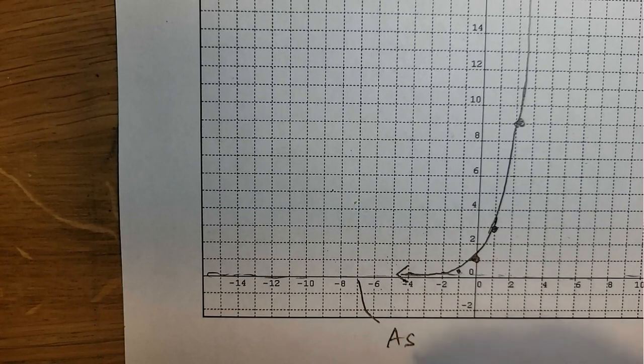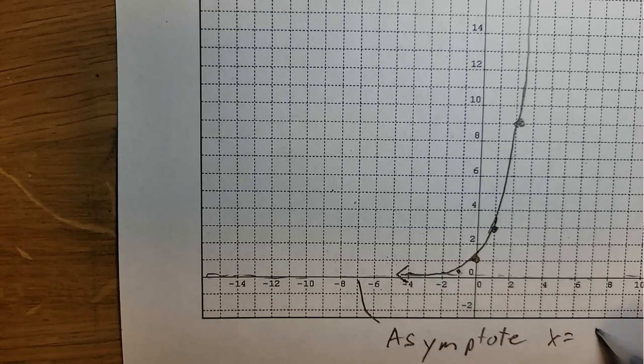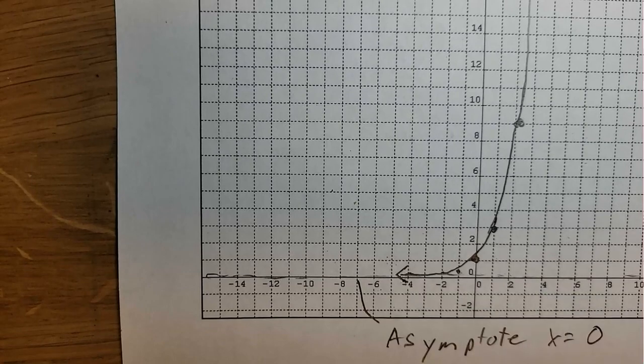Okay, one S, asymptote. It's a line, so in this case the asymptote is where the function doesn't cross. In this case it's x equal to 0, because it doesn't go below the x equals 0 mark. Okay, now we're going to graph the next one.